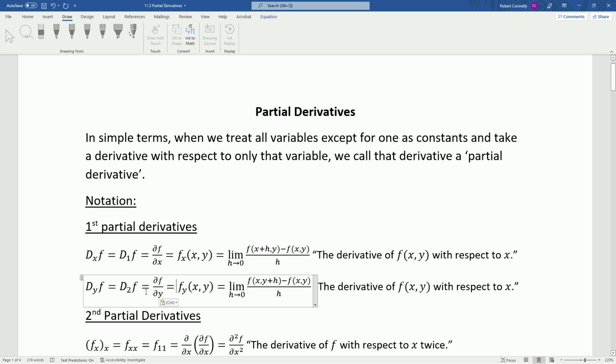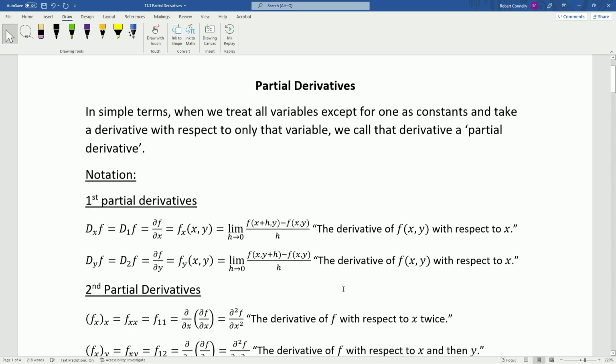Now, if we look at the partial derivative with respect to y, well, first, what are our notations? We might have this cap D sub y of f, or cap D sub 2 of f. So this notation is meant to be read like the derivative of the second coordinate or second component of f, or the partial derivative of f with respect to y, or f sub y of x, y. These are all equal to the limit of f of x, y plus h minus f of x, y over h. So in this case, the only thing that's changing is your y coordinate.